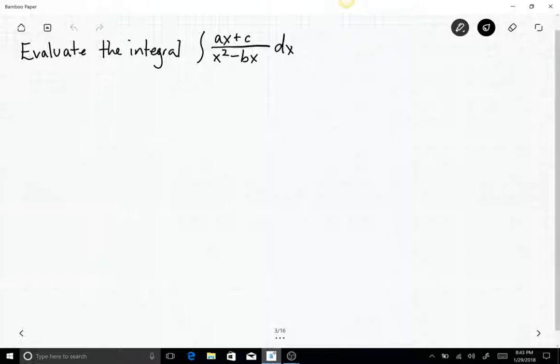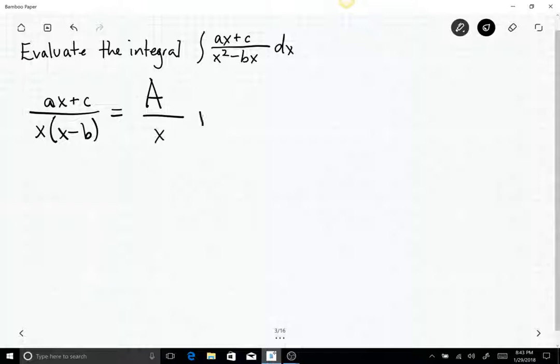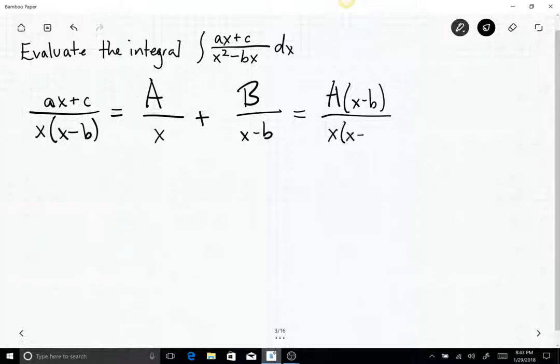This is where we do actually need that partial fraction decomposition. So we'll have ax plus c, and then we'll have x times the quantity x minus b. Now this has to break up. So we'll have, not to confuse us here, but we'll have a capital A over x plus a capital B over x minus b. So notice what you can do is you can rewrite this as a times x minus b over x times x minus b plus b times x over x times x minus b.